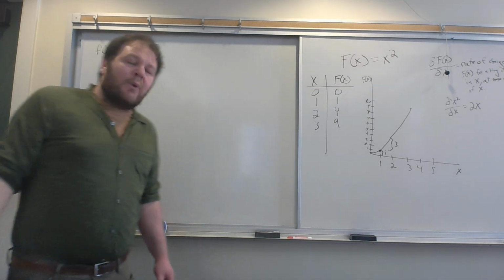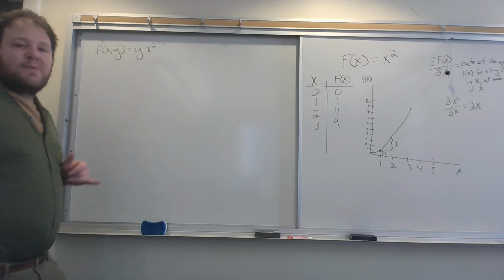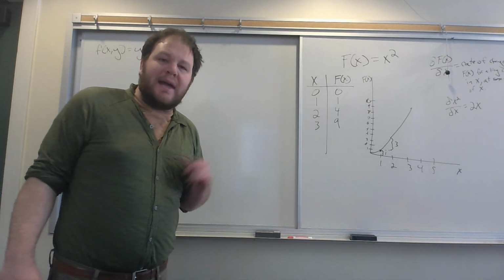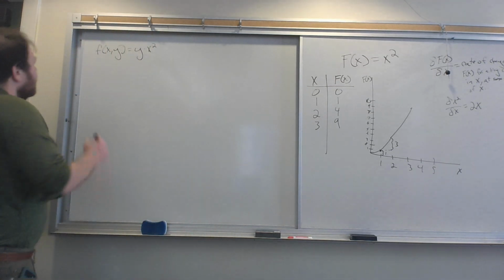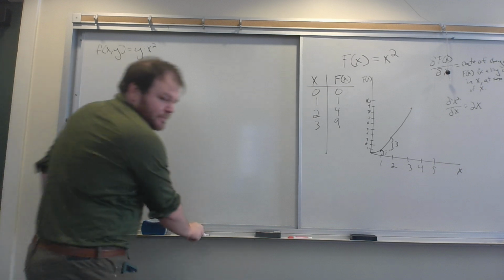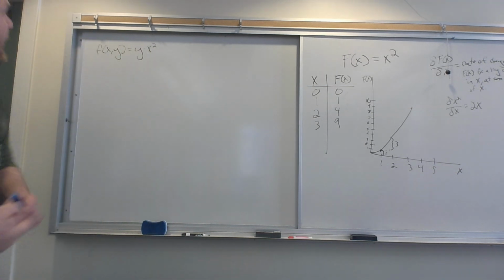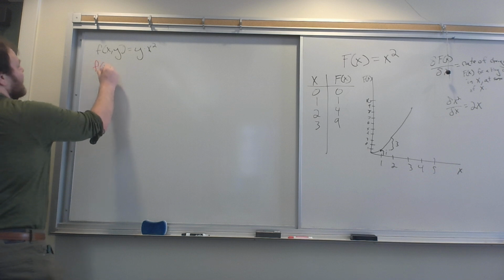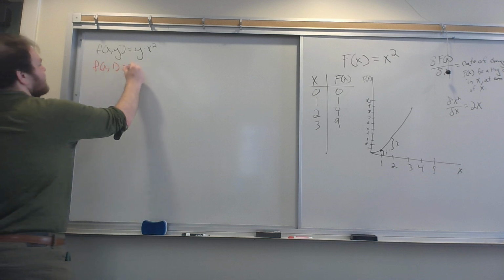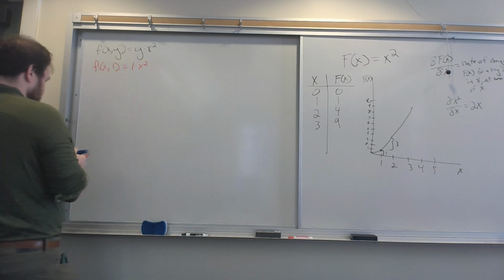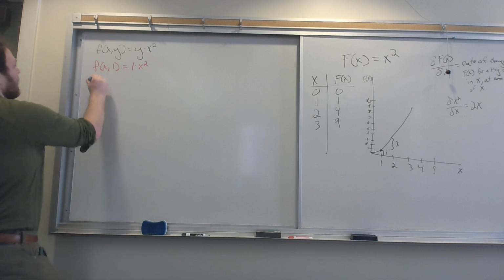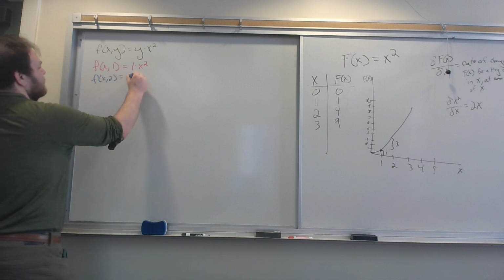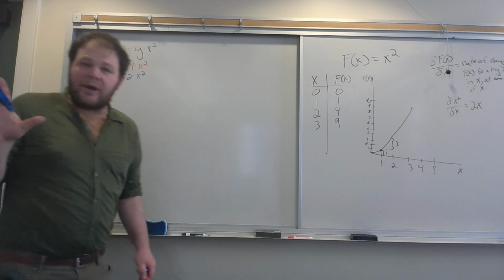So different values of y are going to give us different relationships between f of x, y and x, right? So for example, if y was equal to 1, f of x and 1 is going to be 1 times x squared. F of x and 2 is going to be 2 times x squared. Okay, so far so good?